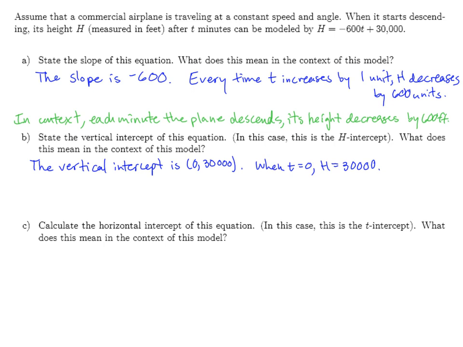That can be helpful in terms of talking about the context of this model. When we talk about the context, we'll make sure to include our units. So t equals 0 is when the plane starts descending. We're told that it starts descending, and this model is talking about after t minutes. So when t is 0, that's when it very first starts its descent. And h equals 30,000, that's the height in feet. So in context, we'll state the height of the plane is 30,000 feet when it starts its descent.